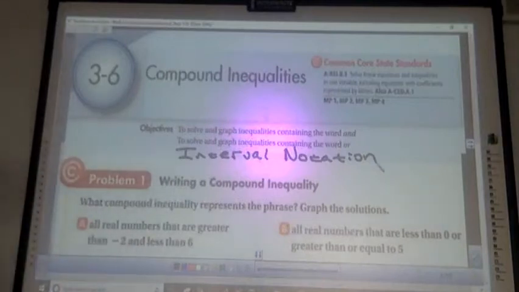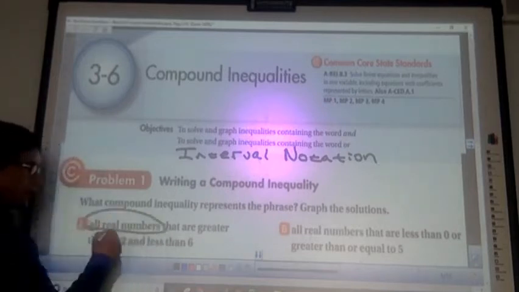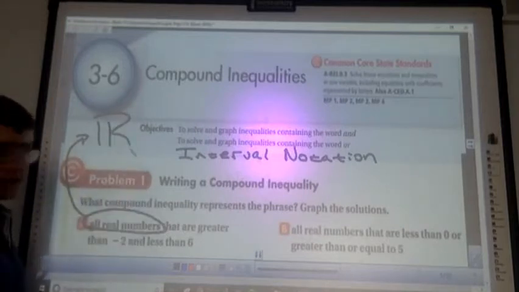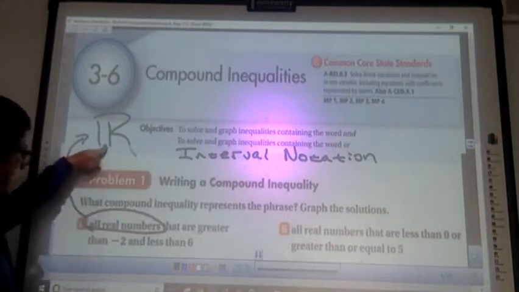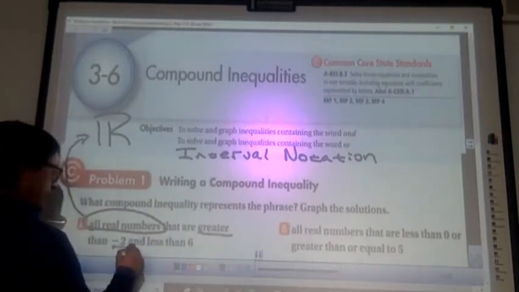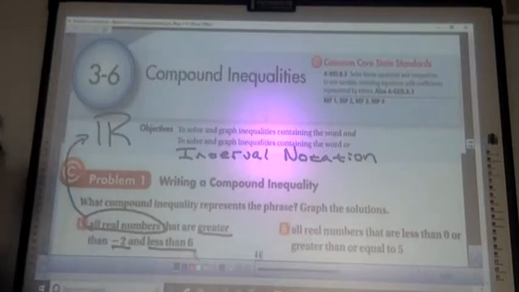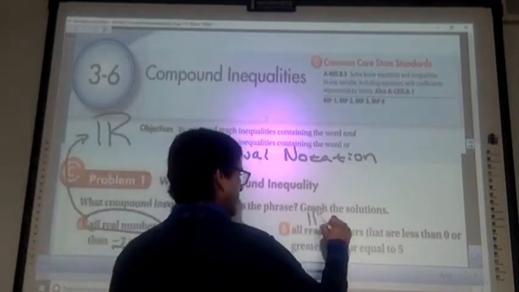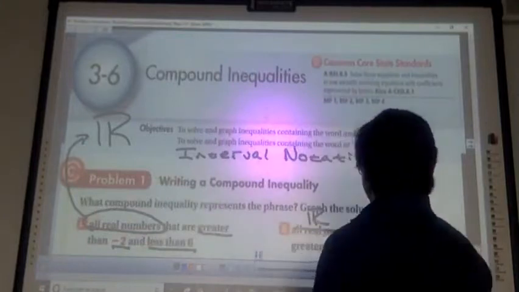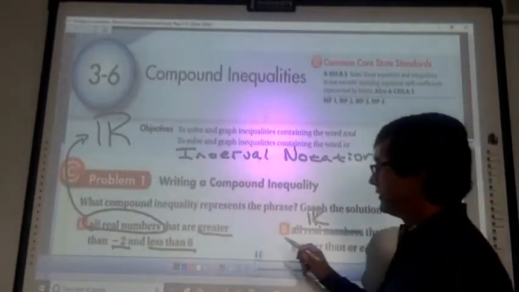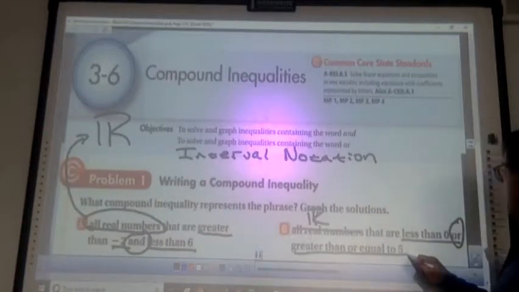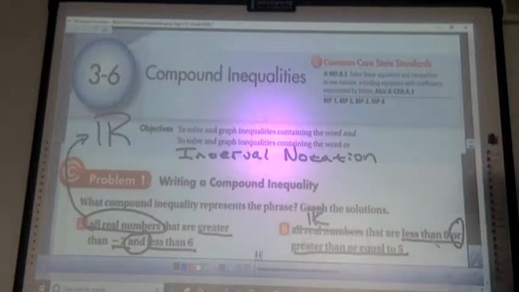Okay. So, all real numbers, don't write those words out. Remember, you can make that double stick R thing to represent all real numbers. Okay, so all reals, you can write that. Greater than -2, less than 6. Okay, so that's what you got to write. And then over here, all reals, you can use the double stick R again. Less than, or is the key word, right? And is the key word here. Greater than or equal to 5, less than 0, or greater than or equal to 5.